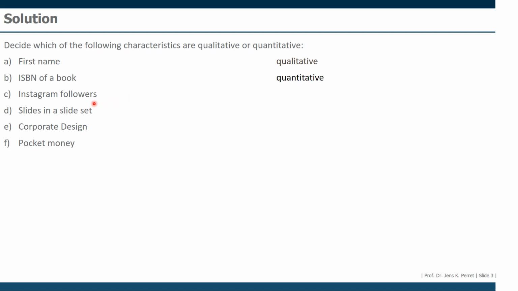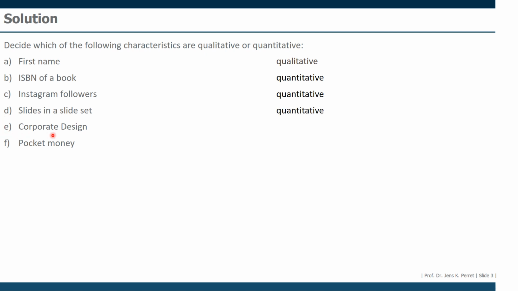Similarly, the number of Instagram followers, that's just a number. I can just calculate the average of followers, so that's quantitative information as well. The same goes for slides in a slide set. If you just watch down here it reads like slide 3, so I can count them. I can calculate that on average one of my slides used in the presentations for this workbook has, well, 2.8 slides or 8.6 slides. So that's again quantitative information.